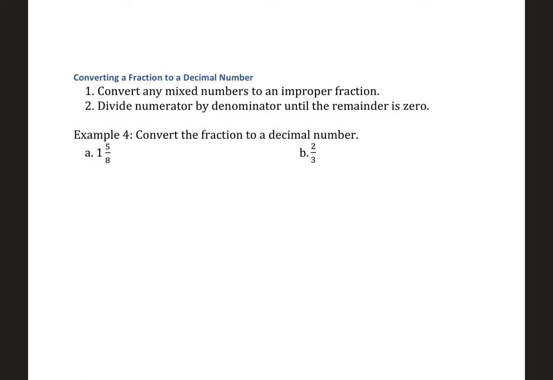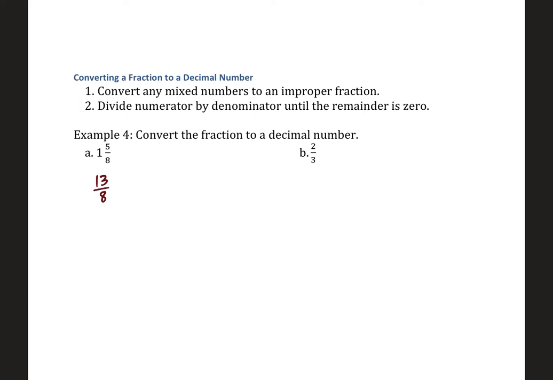Now we're going into converting from a fraction to a decimal number. When you're converting from a fraction to a decimal number, if you have a mixed number, you have to convert that to an improper fraction and then just divide until the remainder is 0. So we're using decimal places. So 1 and 5/8, I know it's going to be 8 times 1, converting it to an improper fraction. 8 times 1 is 8, plus 5 is 13, so it's 13 over 8.